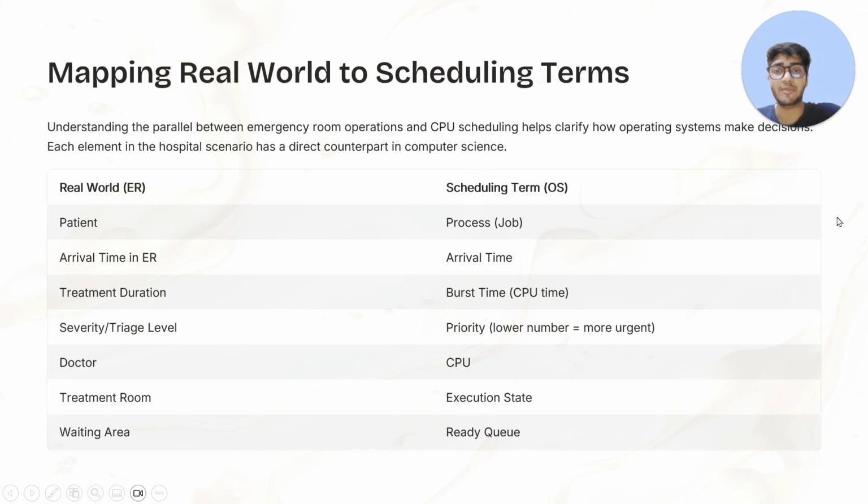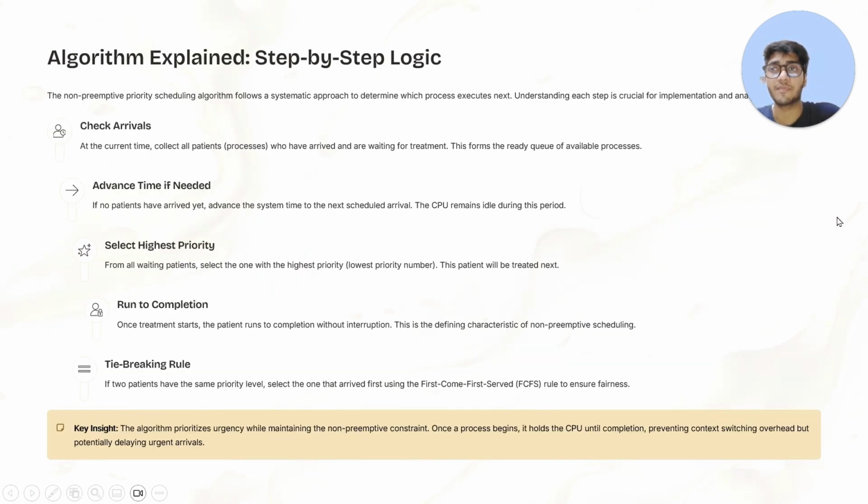In the next slide, I will be explaining the non-preemptive algorithm. In a non-preemptive algorithm, once the patient treatment starts, it cannot be interrupted until it is finished. First, we need to check arrivals. We always start by checking who has arrived first. Second, advance time. Advance time means if no one has arrived, the CPU waits and does nothing until a new process arrives.